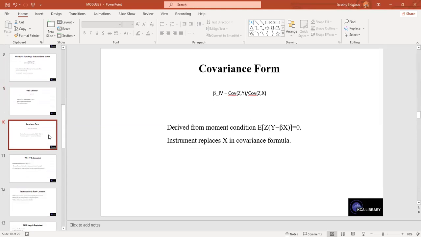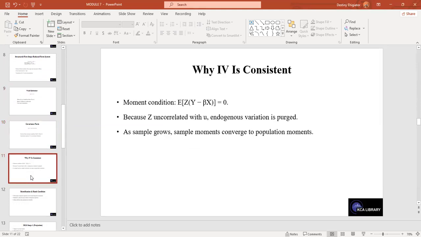Let's look at the covariance form. This is derived from moment conditions. The instrument replaces X in the covariance formula. Why is IV consistent? We have moment conditions where this is equal to 0, because Z is uncorrelated with the error, so endogenous variation is purged. As the sample grows, the sample moment converges to the population moment.